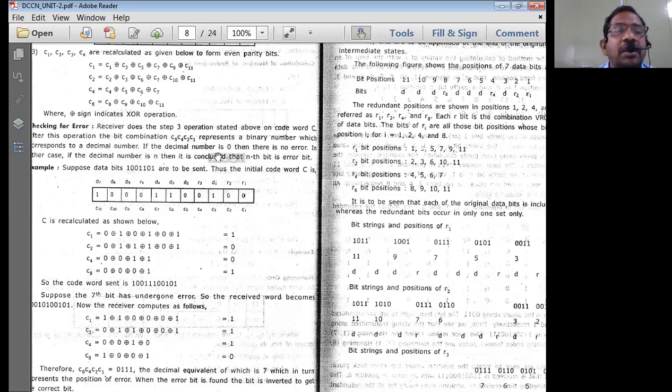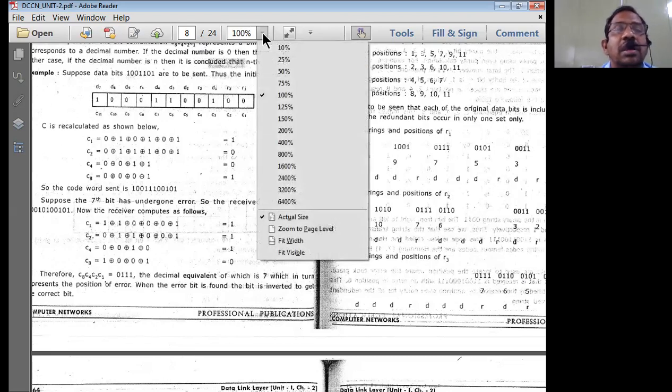So if the decimal number corresponding to the 8421 binary number is 0, then we say that there is no error in the transmitted data. In case the decimal number is some n value, then we conclude that the nth bit is an error bit.